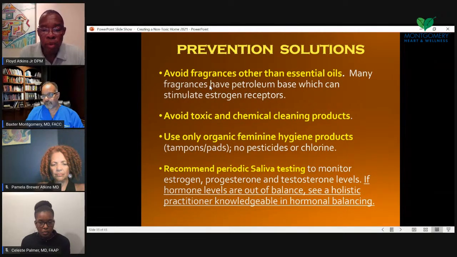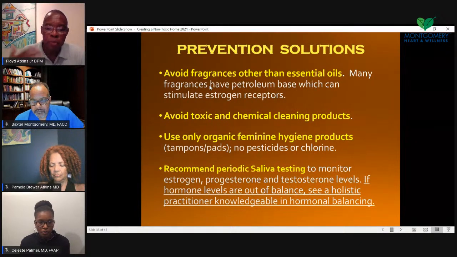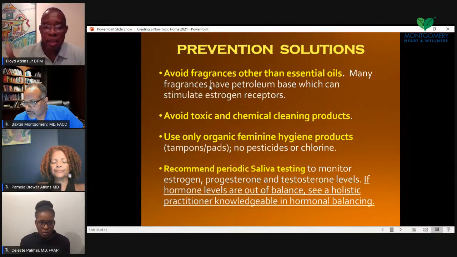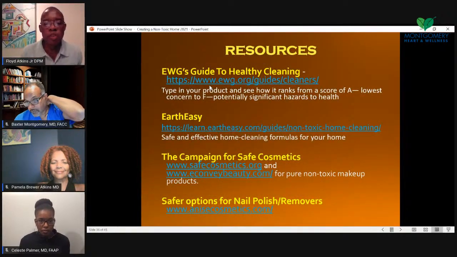One recommendation we offer, especially at the Center for Wellness and Healing, is to do periodic saliva testing to know what your hormone levels are, to see if your hormones need to be balanced. Sometimes people go to the doctor and take medications and really just have a hormonal imbalance that can be addressed and solve their problems. Now, here are some resources I want to give people.